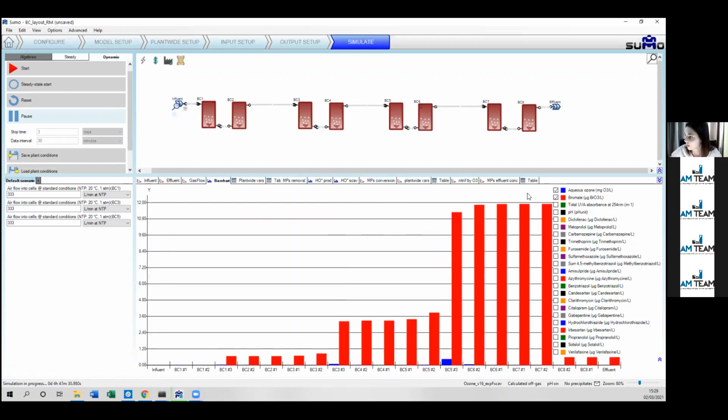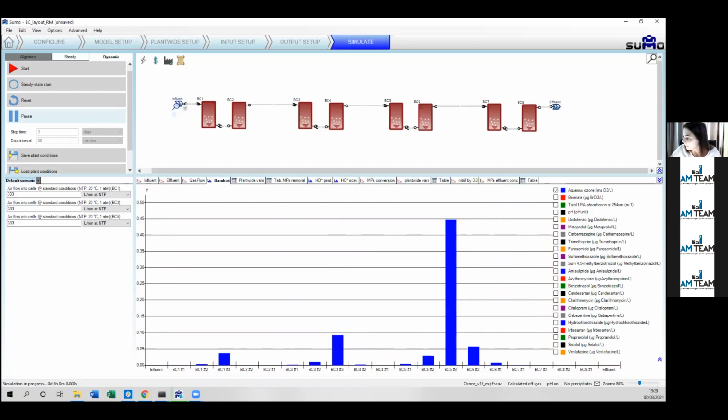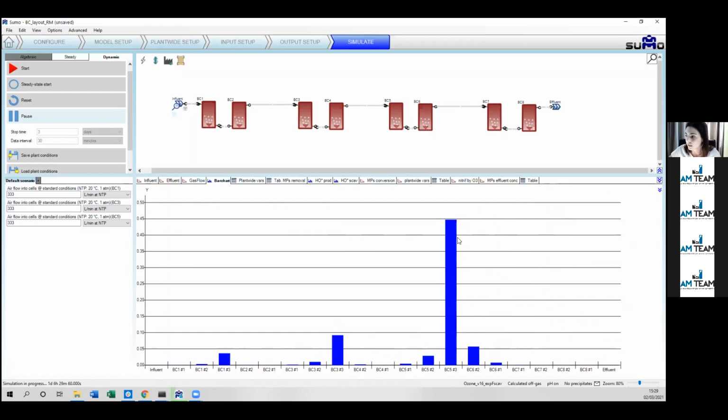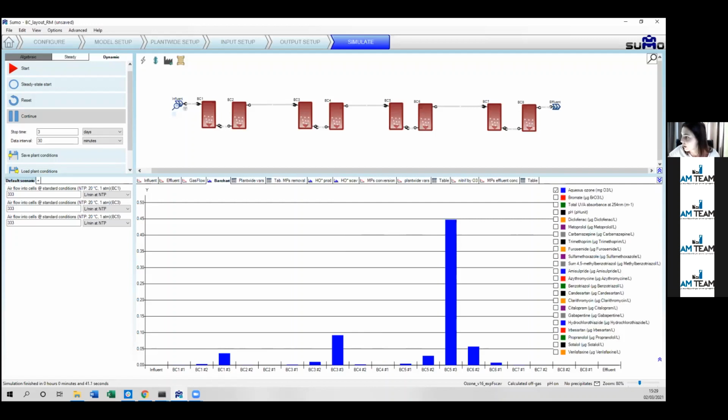Okay, we are almost there. Now we can see that the highest ozone residual occurs in BC5, again close to the diffuser. There is some ozone residual in BC3 and in BC1, but let's see what happens to the bromate.